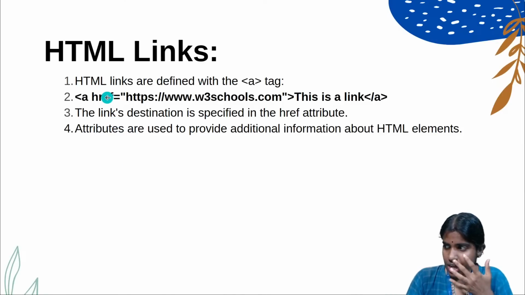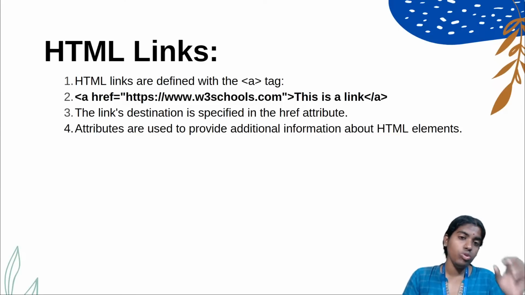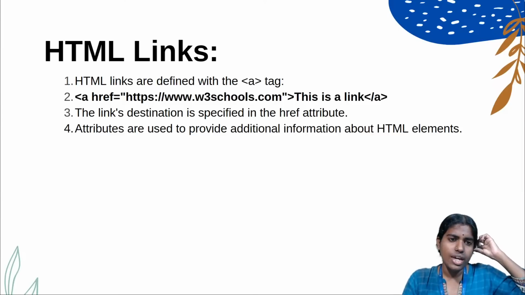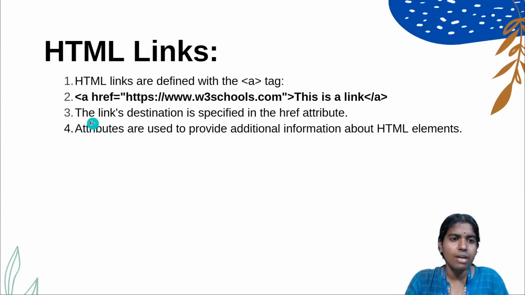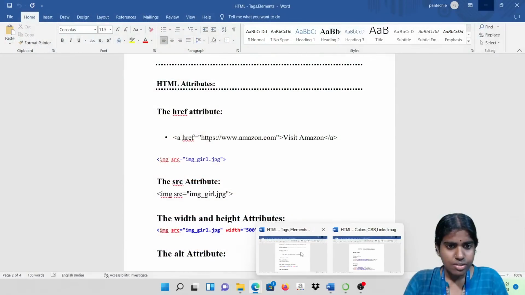Clear with this? So I am having the anchor tag, and I am having this href. To whichever page I want to redirect, within double quotes I am mentioning it like this. It is having a starting anchor tag and a closing anchor tag. Clear with this? The attributes provide some additional information about the HTML elements. Whatever type of elements I am discussing, the attributes provide some additional information about my elements. Clear with this?